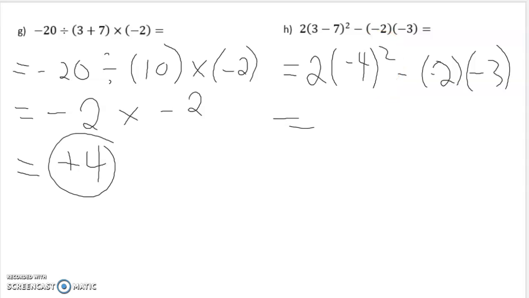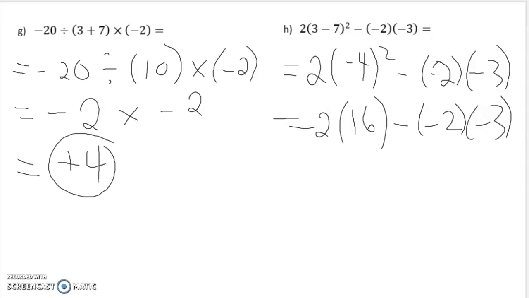Okay, so we know that 2 stays out front. -4 times -4 gives us positive 16. And then we have subtract, and it's -2 times -3. So our next step is we are going to multiply. So we have 2 times 16, which gives us 32. And then minus -2 times -3.